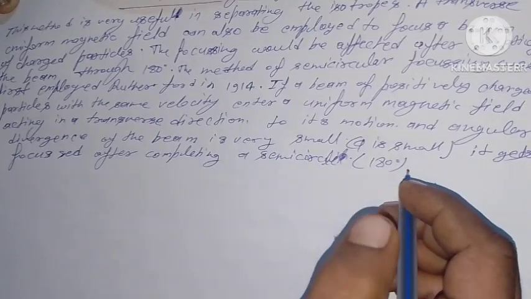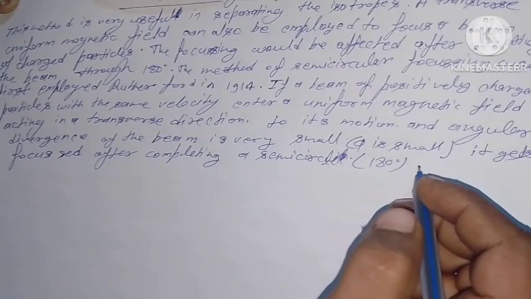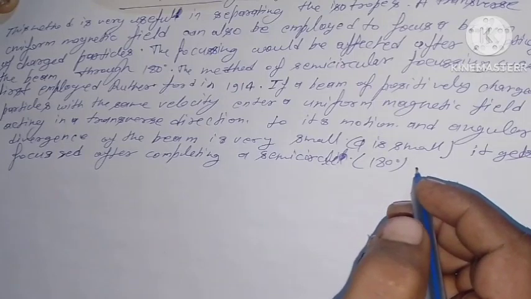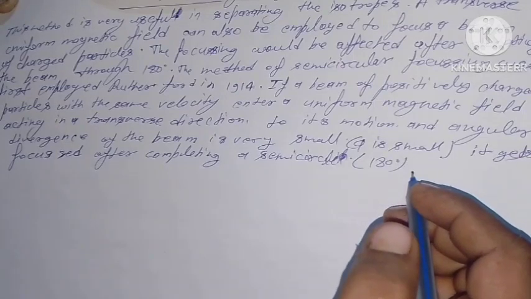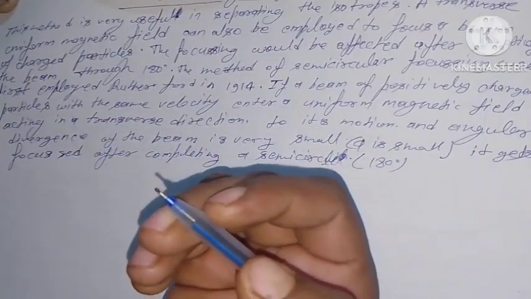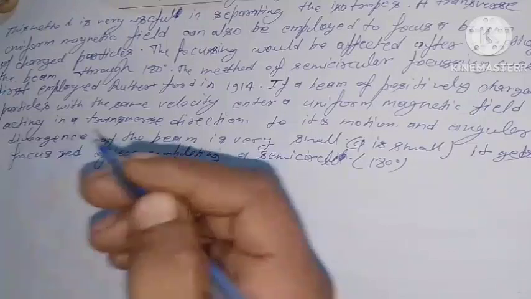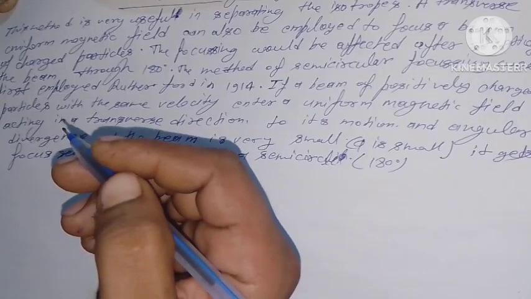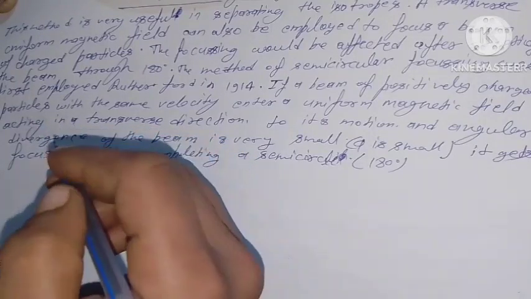To separate and identify the isotopes of an element, its atoms are ionized first, then allowed through a slit S into the region of a uniform magnetic field acting transversely.